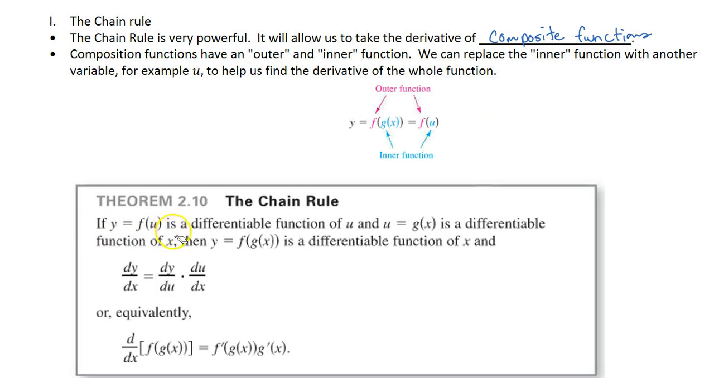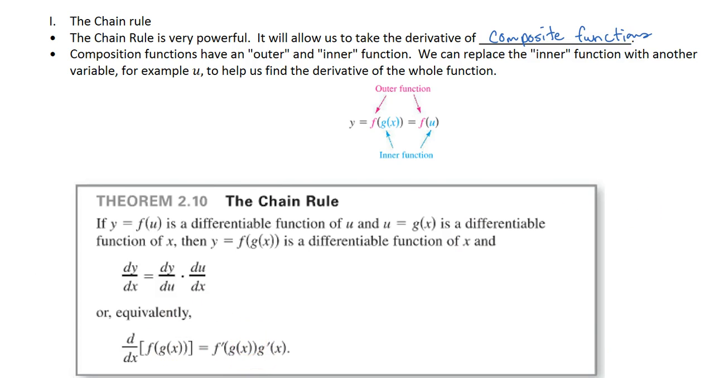It says if y equals f of u is a differentiable function of u and u equals g of x is a differentiable function of x, then y equals f of g of x is a differentiable function of x, and the derivative with respect to x of y is equal to the derivative of y with respect to u times the derivative of u with respect to x. So that chaining action, you kind of want to think of it as you have to take the derivative of the outside and then multiply it by the derivative of the inside. So you might see it written like this, f prime of g of x times g prime of x.